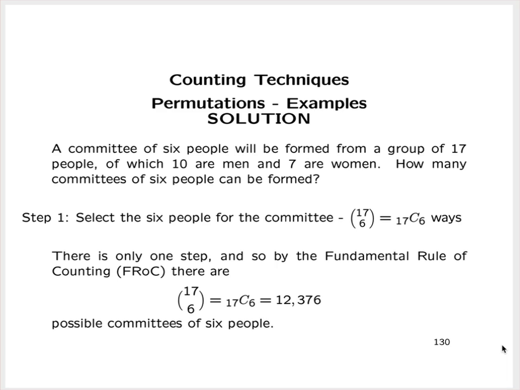All right? And that turns out to be 12,376. So the number of ways of forming a committee of 6 people from the larger group of 17 people is 12,376.